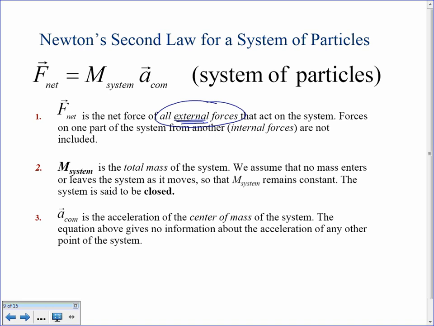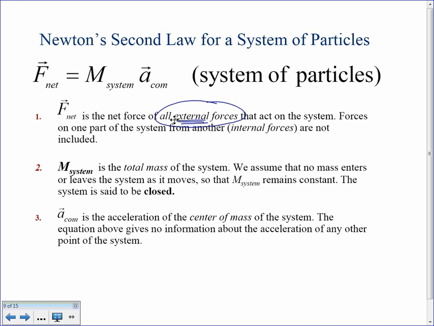Again, for the total mass of the system, we're assuming that no mass enters or leaves the system as it moves. So this is referred to as a closed system. There's no exchange of mass with its surroundings. And again, a_COM is the acceleration of the center of mass of the system. It's not talking about the acceleration of any one of the individual objects. It's just referring to the acceleration of the center of mass of the system.